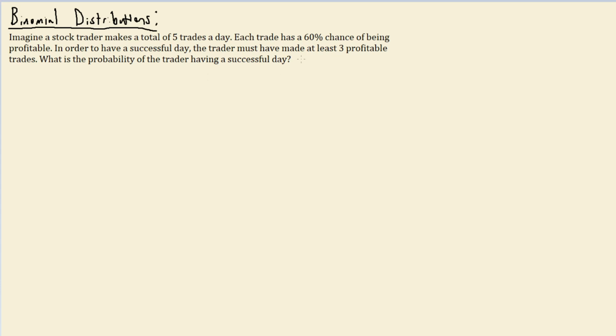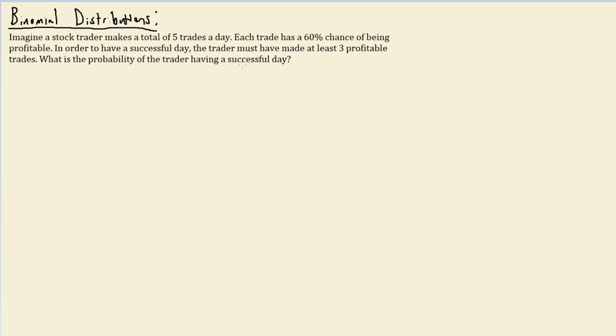We looked at something similar to this in the last video, my video on combinations and permutations, but imagine you're a stock trader who makes a total of 5 trades a day. Each trade has a 60% chance of being profitable, and in order to have a successful day, the trader must have made at least 3 profitable trades. What is the probability of the trader having a successful day?